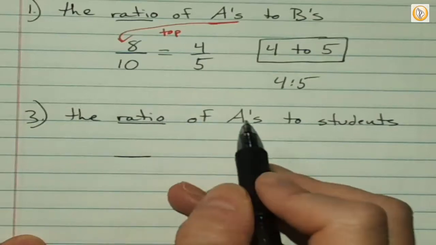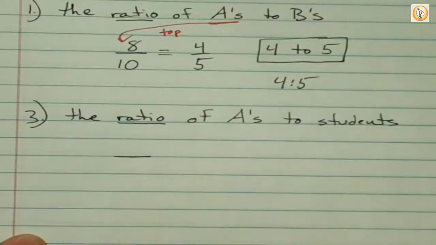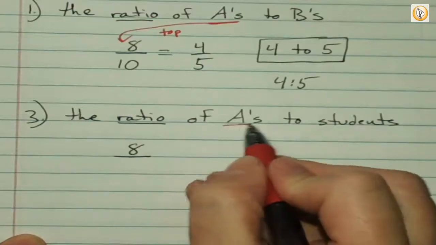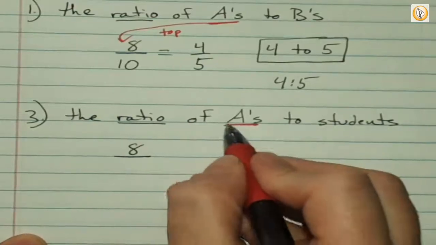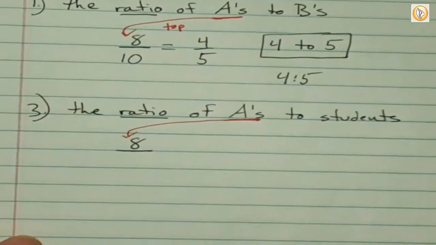What's the first thing they ask for? Ratios of A's to students. So what goes on top? 8. Very good. So remember, guys, whatever is listed first is typically what goes on top.